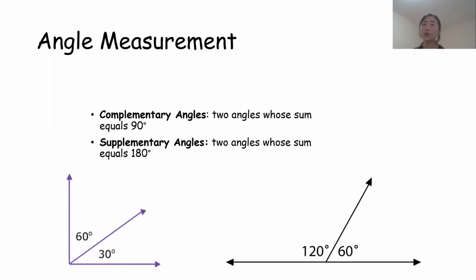Complementary angles are two angles whose sum equals 90 degrees. So if you see on the left here, a 60-degree angle and a 30-degree angle add up to 90 degrees. So these would be complementary. Supplementary angles are two angles whose sum equals 180 degrees. So a 120-degree angle plus a 60-degree angle would equal 180. So these two would be supplementary angles.